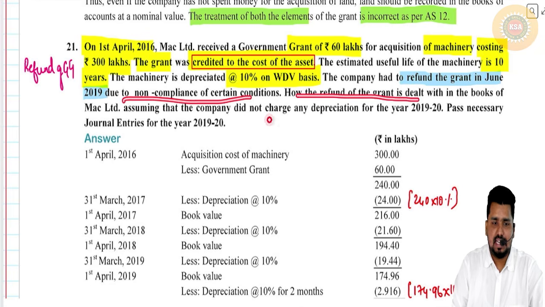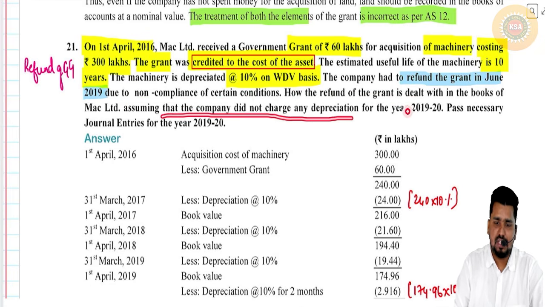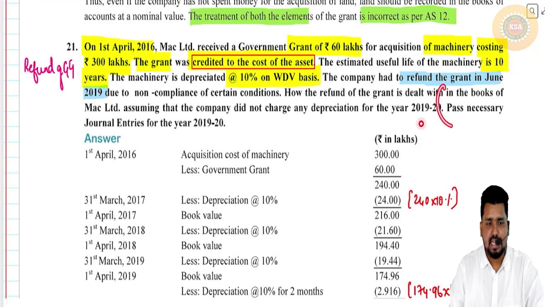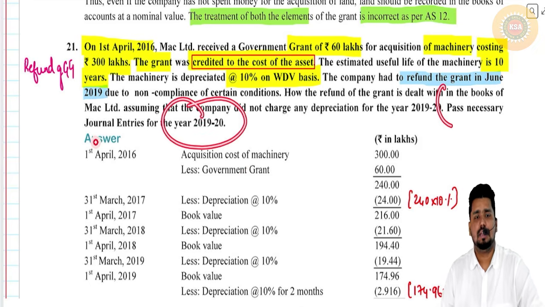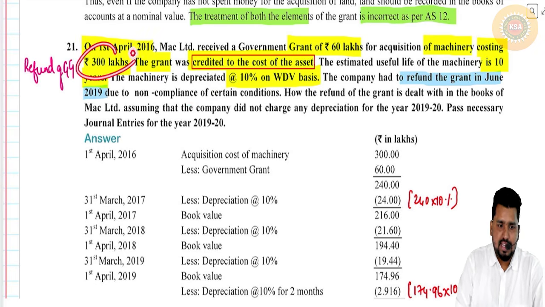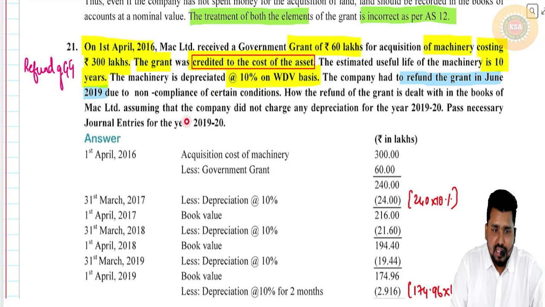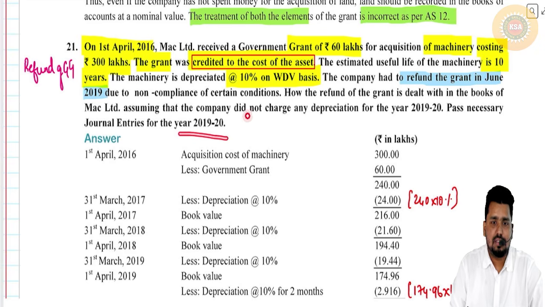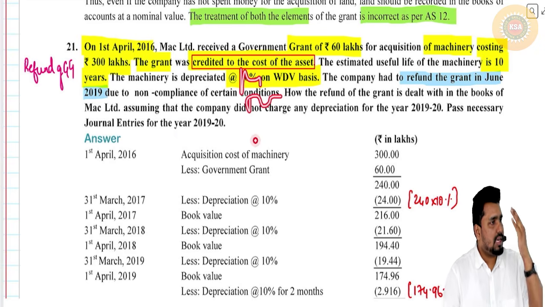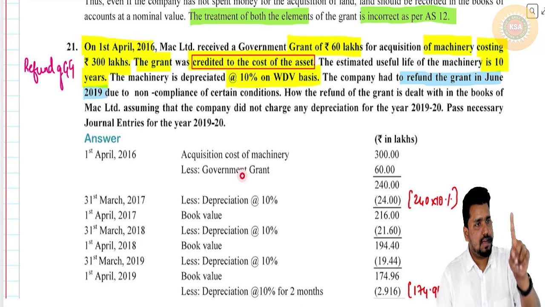How is the refund dealt with in the books? Assuming the company did not charge depreciation for 2019-20, for the 2 months they did not charge. Pass the entry only for which year? Shall I start? Listen, 2 minutes. What is the cost of the asset? They are asking only the journal entry for the last year. Okay, don't start from day one. Account debit to bank. What is the requirement? You have to say. Always remember, the requirement is important.